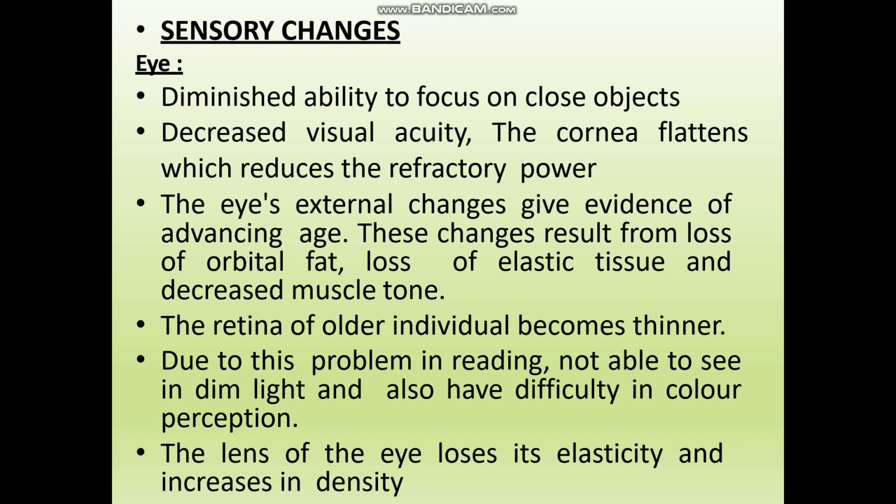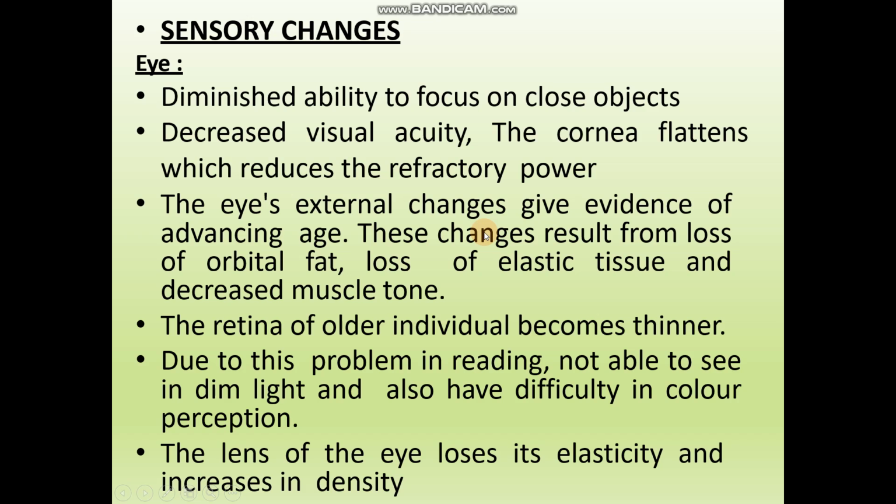Coming to the sensory changes in the eye, by seeing the old age person's eye, we can find out how many changes have taken place. Besides that, there is diminished ability to focus on close objects, decreased visual acuity, the cornea changes, and it reduces the refractive power. So the eye's external changes give evidence of advancing age. These changes result from loss of orbital fat, loss of elastic tissue, and decreased muscle tone.